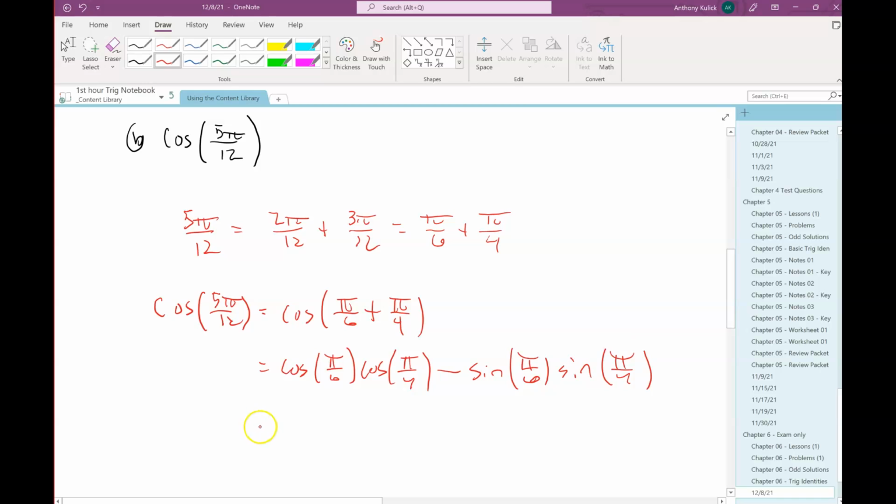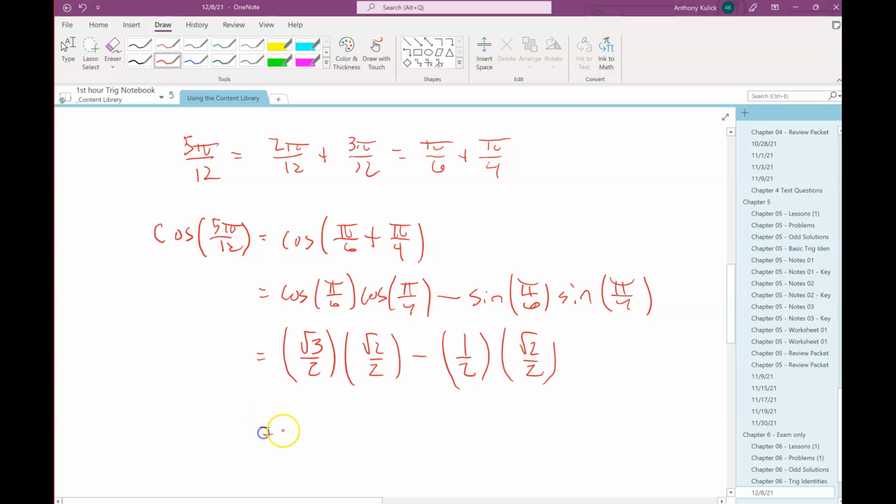I will go to my unit circle. Cosine of pi over 6 is root 3 over 2. Cosine of pi over 4 is root 2 over 2. Sine of pi over 6 is 1/2. And sine of pi over 4 is root 2 over 2.